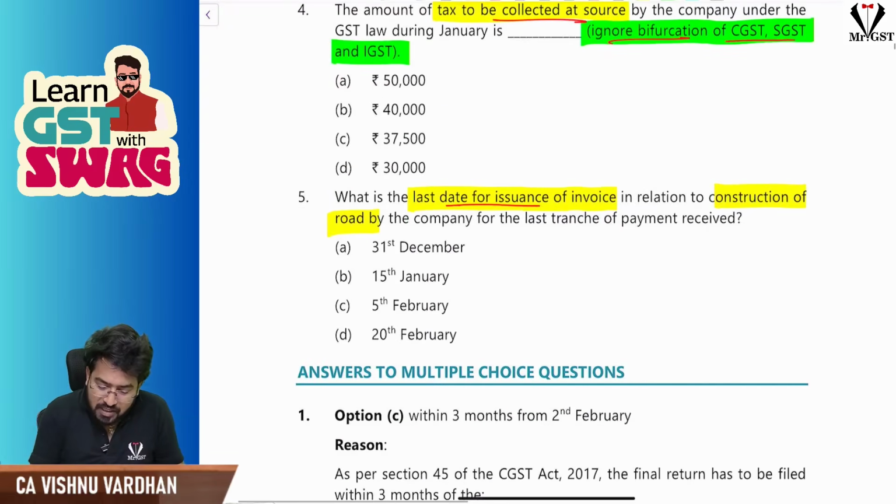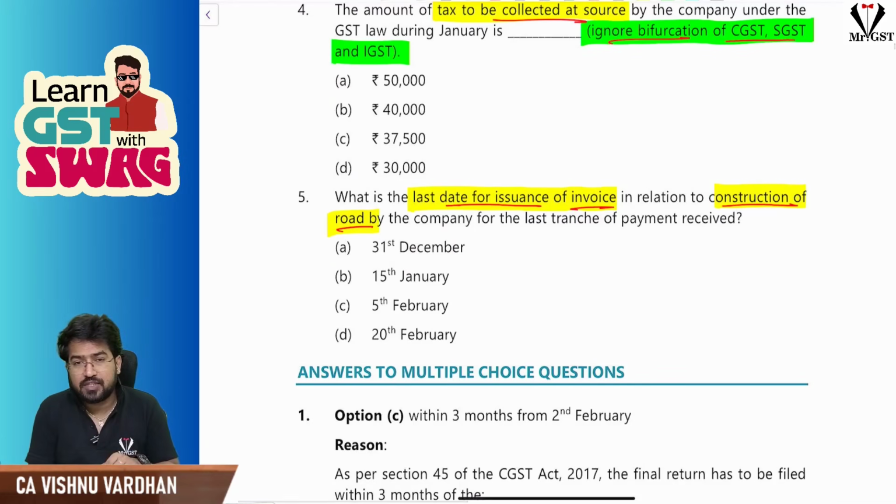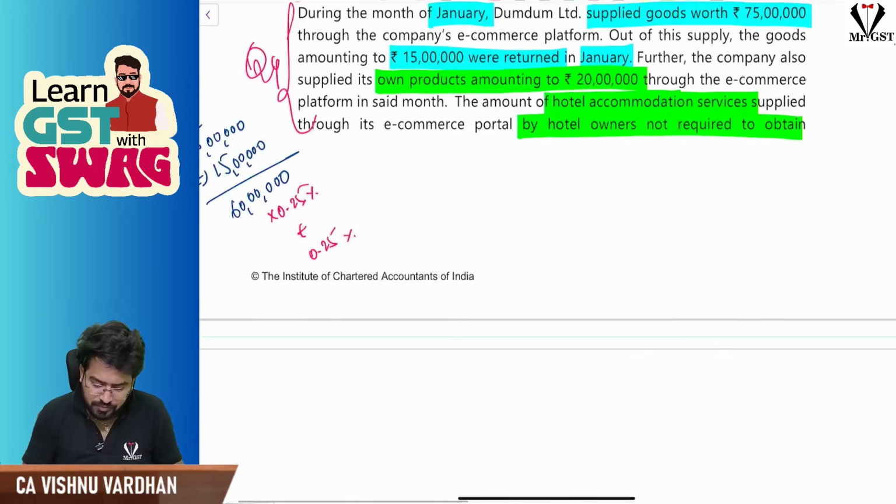Next, what is the last date of issuance of invoice? That means this is the due date for the invoice. They are not talking about time of supply. In the question, if you see, they have given information regarding how to calculate time of supply, everything they give the information, but the question is not about time of supply. This is another catch here. So please be careful.